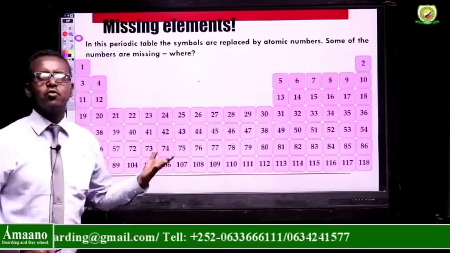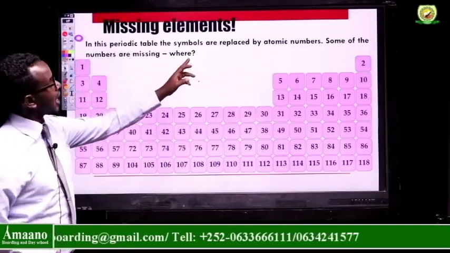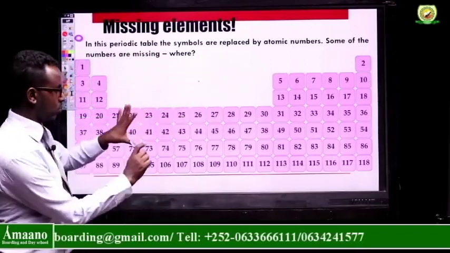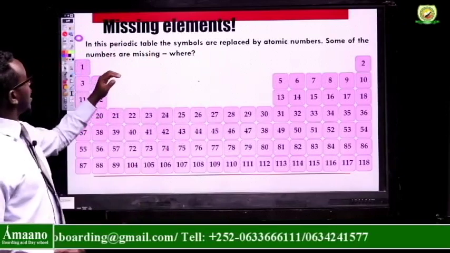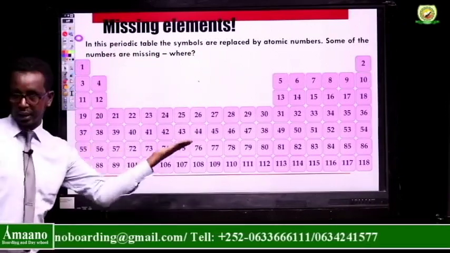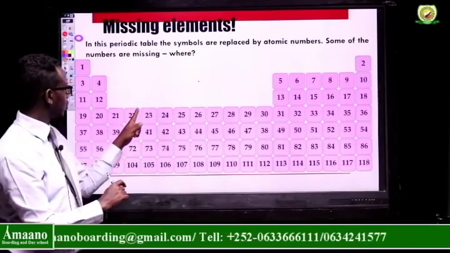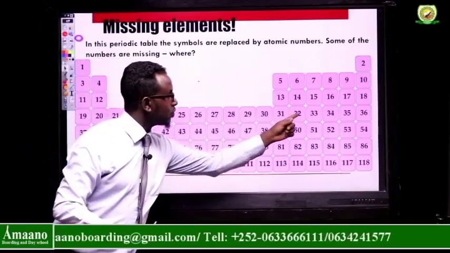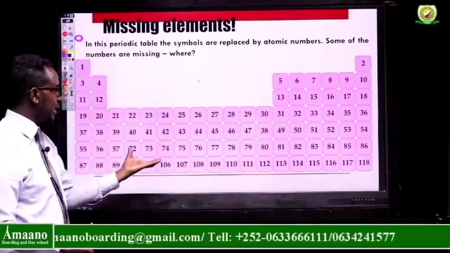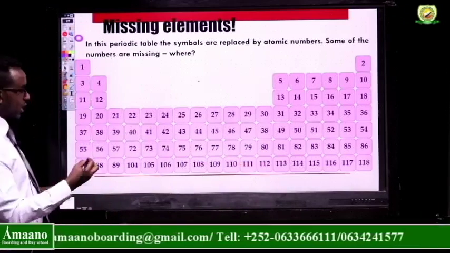What are the missing elements from this periodic table? In this periodic table the symbols are replaced by atomic numbers. So we put the atomic number and find where it is missing. Can we see some numbers from here? If you consider this kind of periodic table, for example 22, 23, 28, if you read like this, can you see some missing numbers?